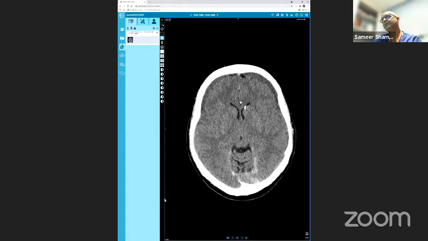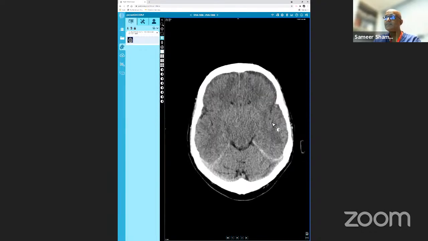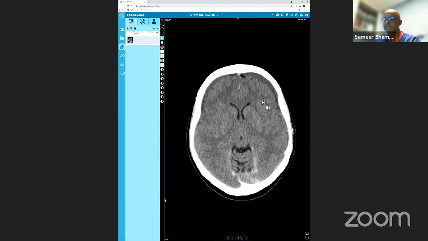Okay. So that's one thing. And then look at the sulci. There's hardly any sulci appreciable in the frontal region. So sulcal effacement is very important. When you see that, you need to tell the clinicians to refer the patient for neuro referral. So that was good. You did really well on that one.